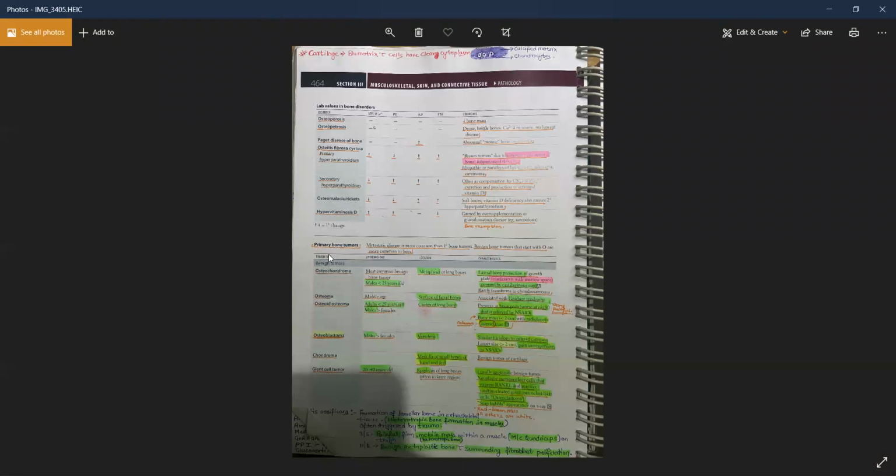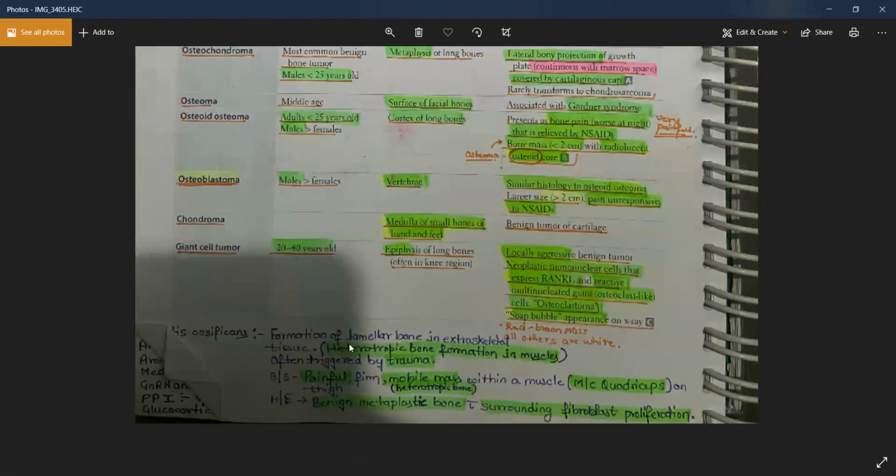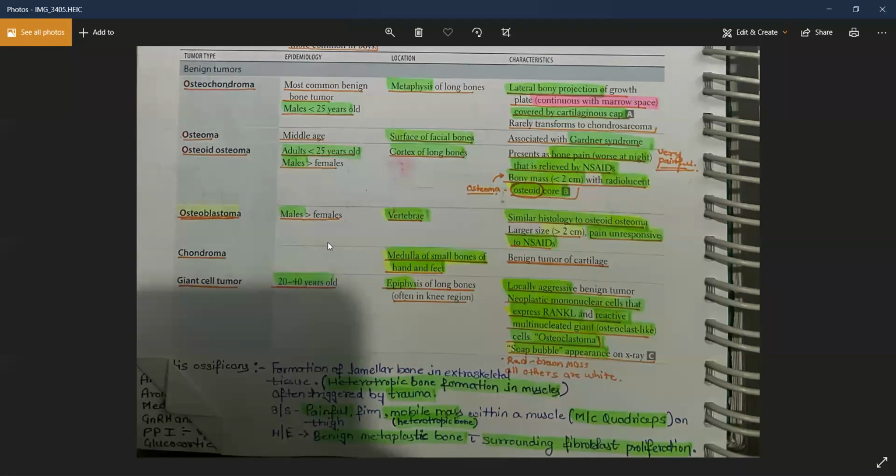Then you have another case which can mimic these tumors, because whenever a patient has a tumor, they will always complain of bone pain and warmth, and tenderness over the area. These are the presenting complaints of the patient with these bone tumors, right?